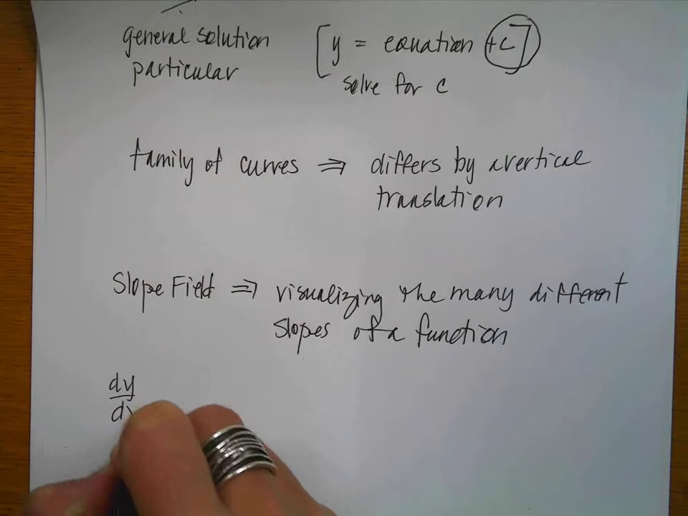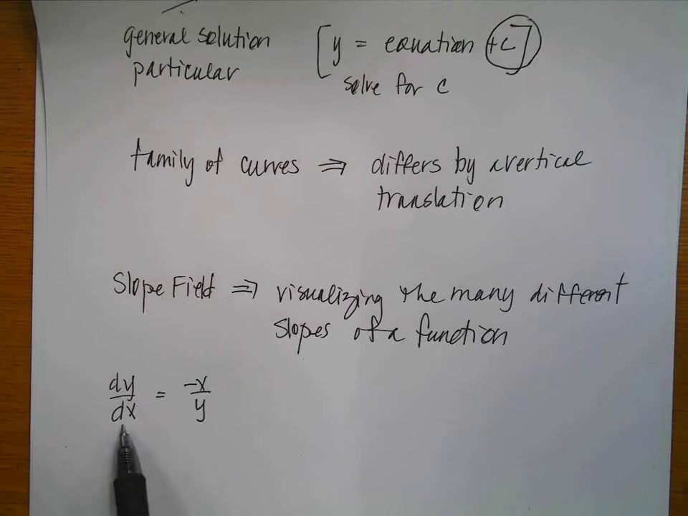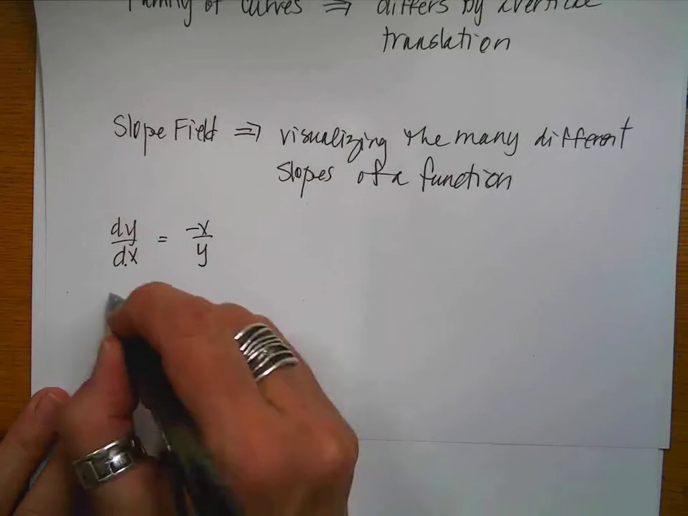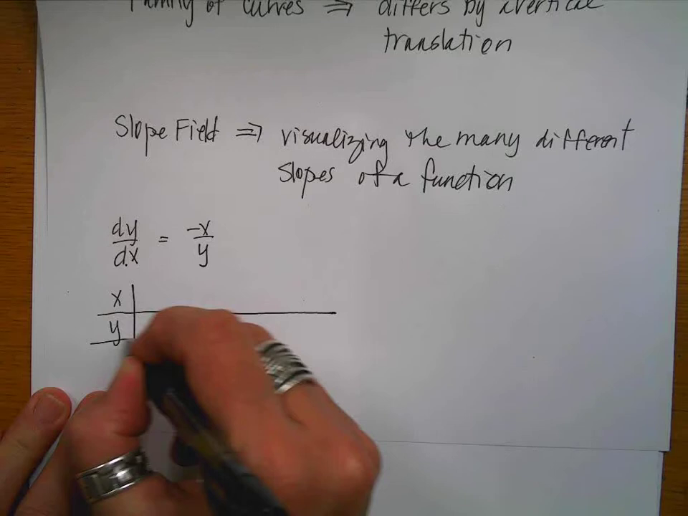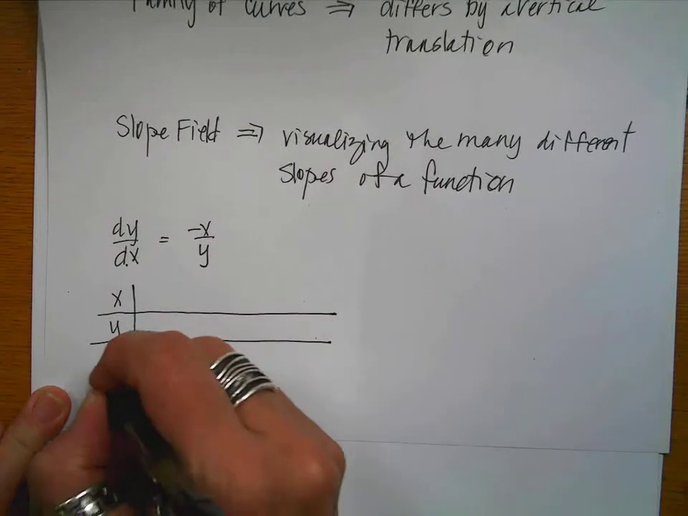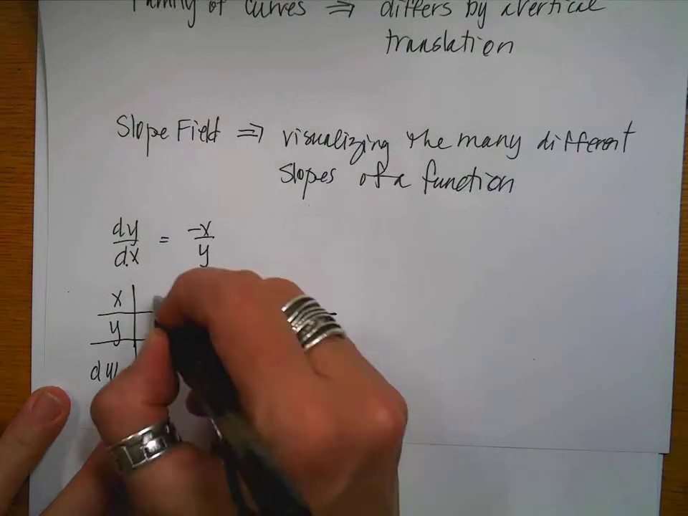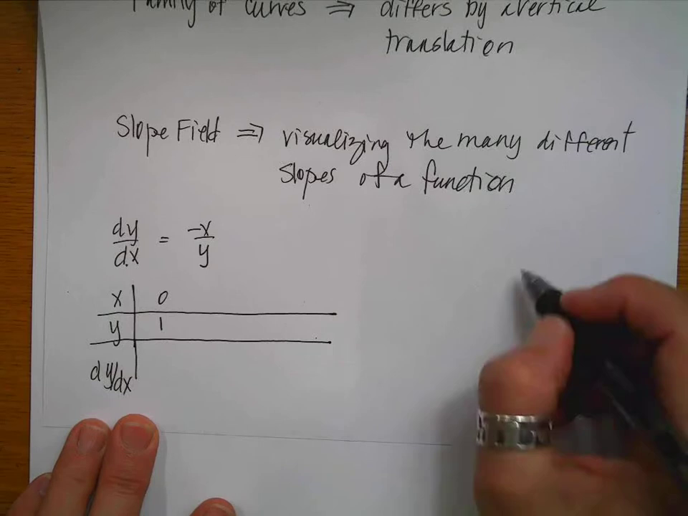So if I were given dy/dx is equal to negative x over y. Remember that dy/dx is actually the slope of the function at any point along the curve. And so if I wanted to generate a slope field, I would draw a table, and it would have x and y, and then the last one would be dy/dx. So let's say I chose the values 0 and 1, okay?